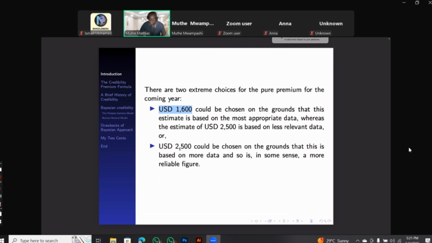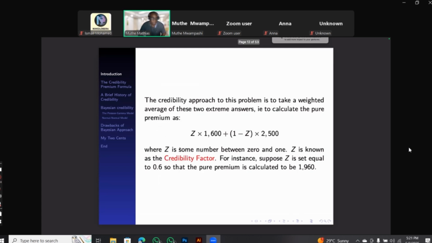And we are saying, probably we should estimate what we call the weighted average. So we are taking the weighted average here. We are taking Z, and then we multiply by this number here, which is based on the company itself. And we take 1 minus Z, and multiply it with this one here, which is based on the overall experience, or maybe based on a large group, let's say, of buses in that case.